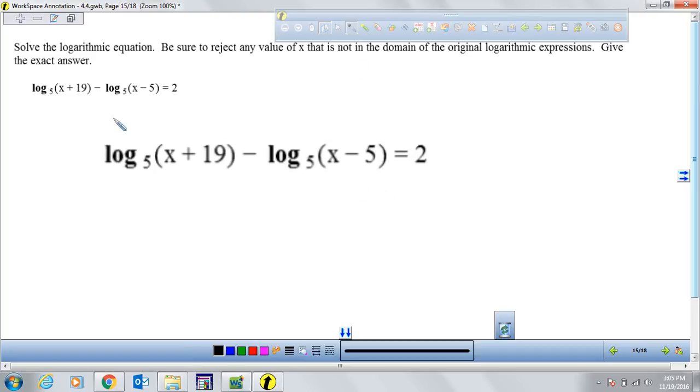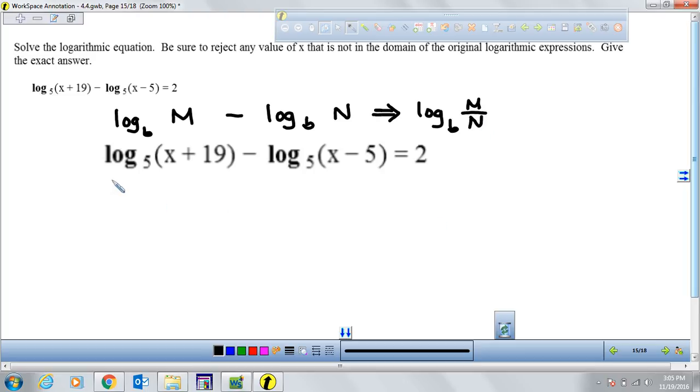Okay? And right here we see one special property. The special property for condensing says that log base b of m minus log base b of n is equivalent to log base b of m divided by n. This is called the quotient rule. That's exactly what we need to do to condense this left side of the equation.